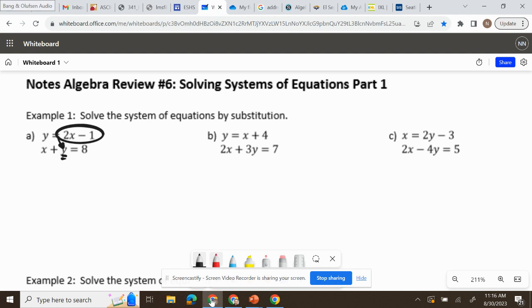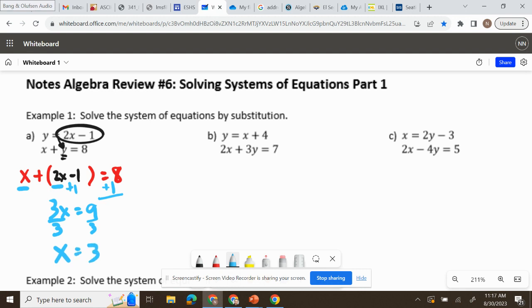2x minus 1. So what it looks like is x plus, but instead of putting a y, we're going to put the 2x minus 1. Now we're going to add the like terms. So we have x and 2x, which is 3x. We're going to add the 1, and that gives us 9. Then when we divide it by 3, we get x is equal to 3.